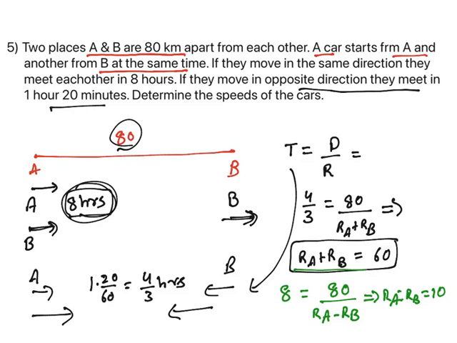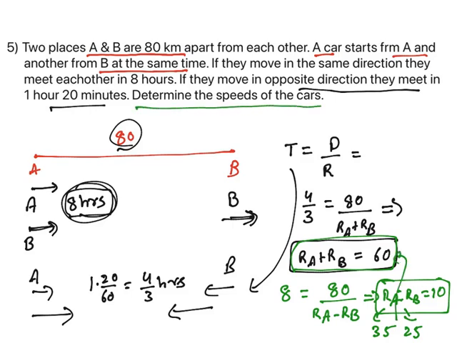Now see, RA plus RB is 60, RA minus RB is 10. So what will be the rates of RA and RB? 35 and 25. The difference is 10. When you add, it becomes 60. What is the question about? Determine the speeds of the cars. One is 35 and the other is 25. Again, by applying concept 4, you can do this question. So this is how you need to solve time and distance problems.